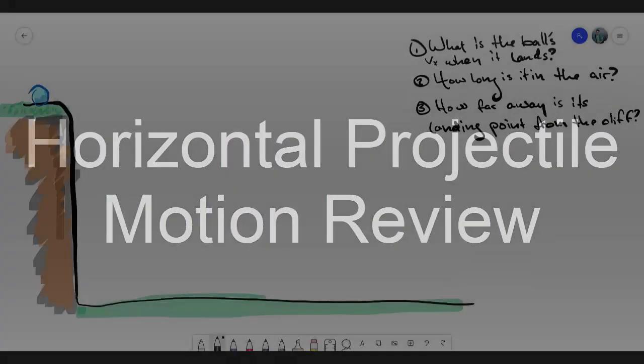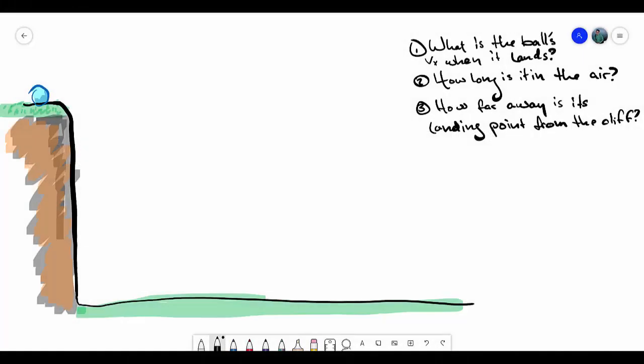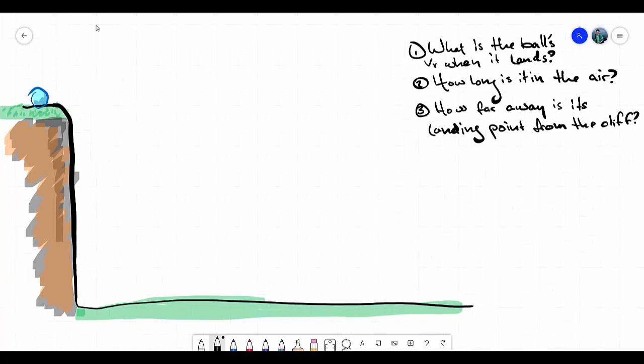So let's review a horizontal projectile motion problem. What we have here is a ball on the ledge of a cliff. Let's say that this ball is traveling 20 meters per second off that cliff. And this cliff is 50 meters tall.